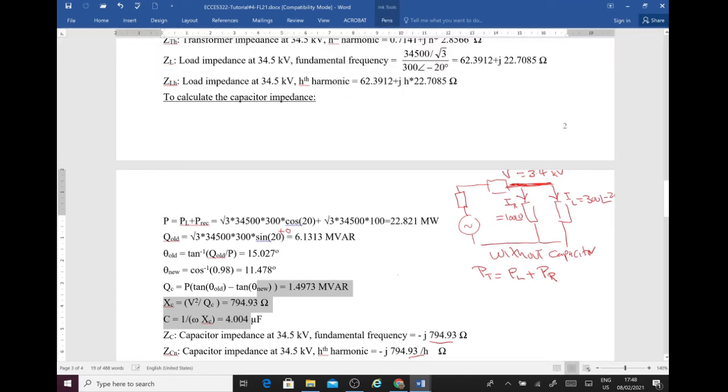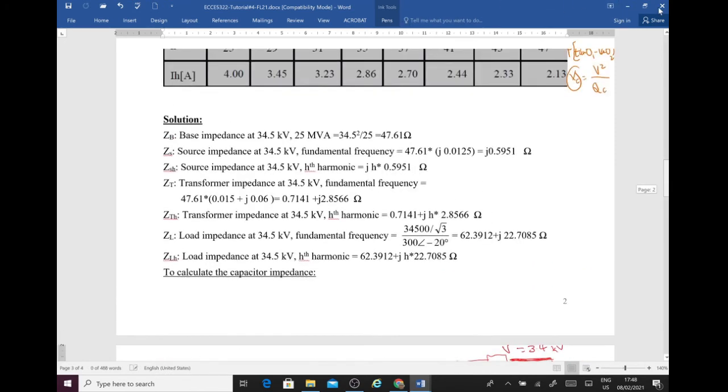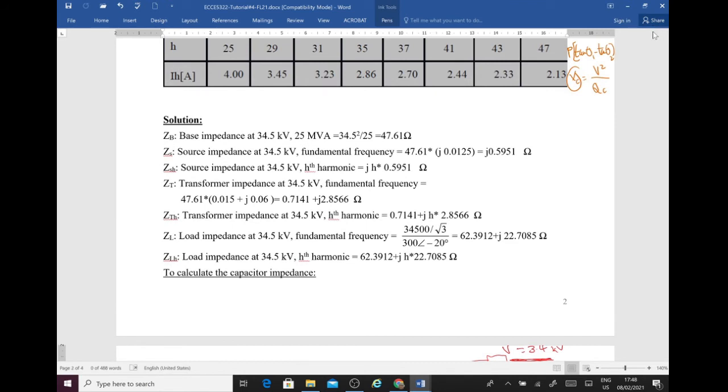We have to find the value of XC. Of course, we also need to find the rest of the impedances. For example, the source impedance is given to us in per unit, so we need to convert that to ohm. We multiply it by the Z base, at that base voltage. And to find the source impedance at any harmonic, it is only reactance, so multiply by H.